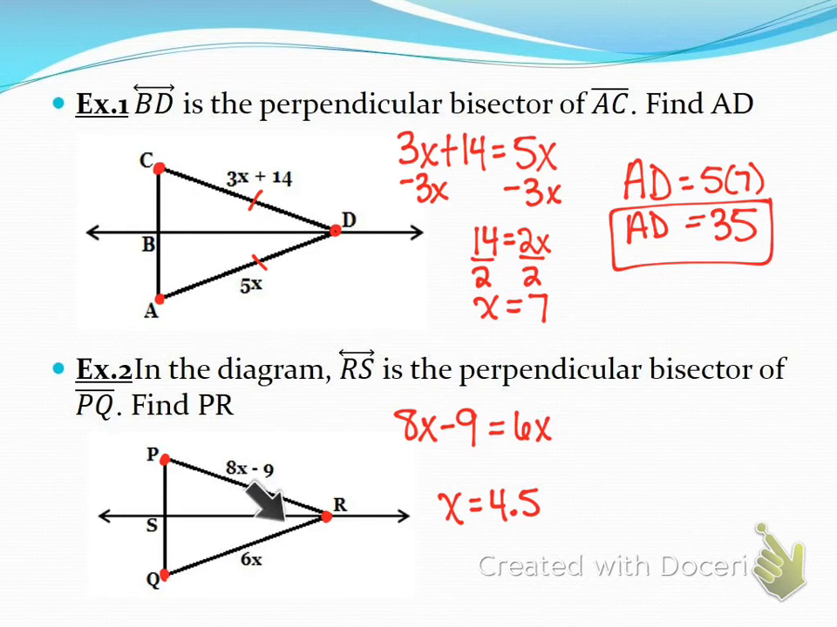Does it matter which one of these I plug it into? No. Technically, no, because we already said they should be congruent. So in my opinion, I think it's easier to plug it into the 6x, but if you plugged it into the other one, that's not wrong. Either way, what should we get for the length of PR? 27. PR should be 27.